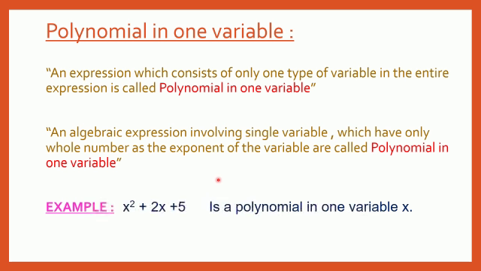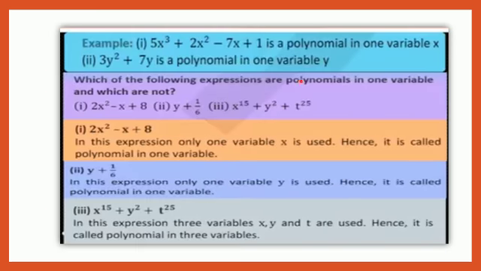Let's see an example. x squared plus 2x plus 5. Here x is the only variable that is present. So it is a polynomial in one variable, that is x. Some more examples. Okay, 5x cubed plus 2x squared minus 7x plus 1. It is a polynomial in one variable x.